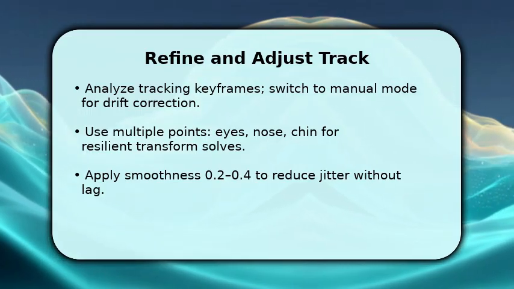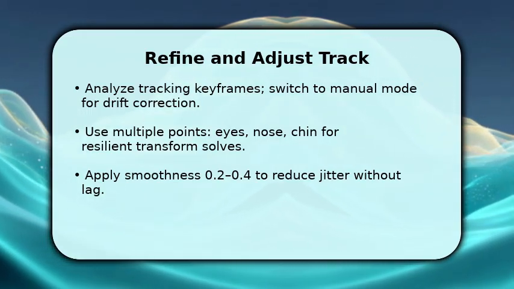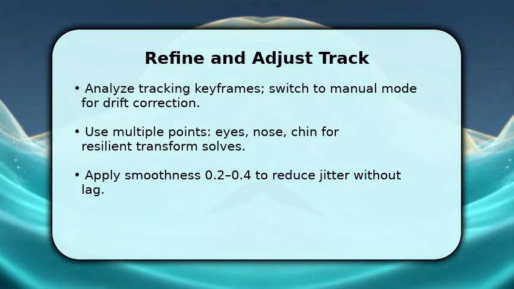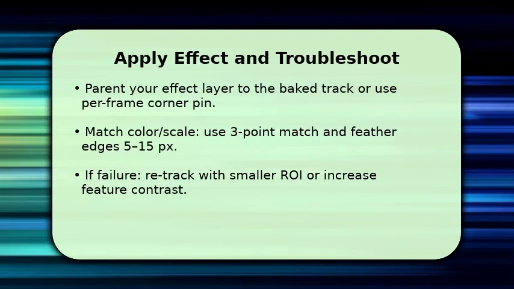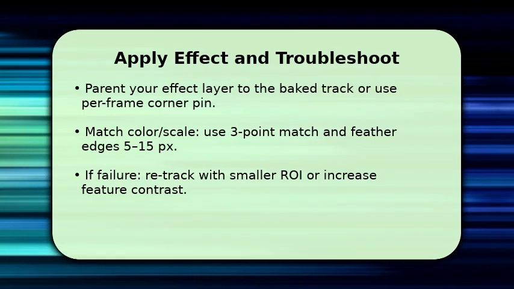Finally, lock the track. To finish, attach your makeup, mask, or graphic layer to the baked tracking data, either parent the layer or use corner pin for perspective. Then match color and scale. Sample skin tones, add subtle feathering of 5 to 15 px, and nudge opacity for realism.